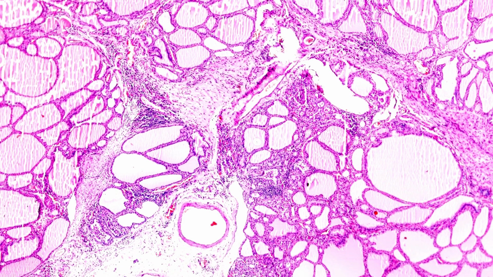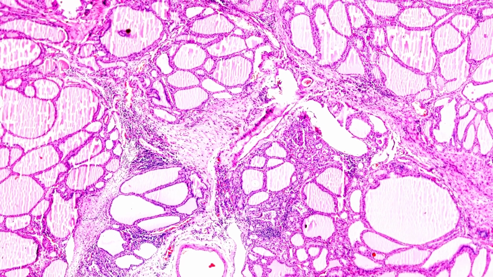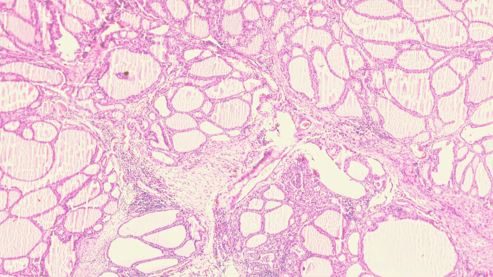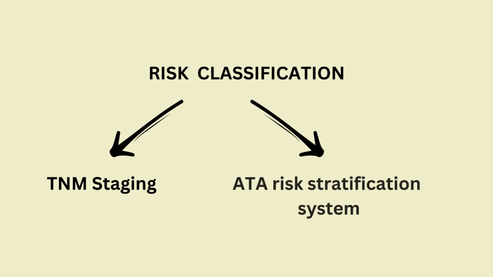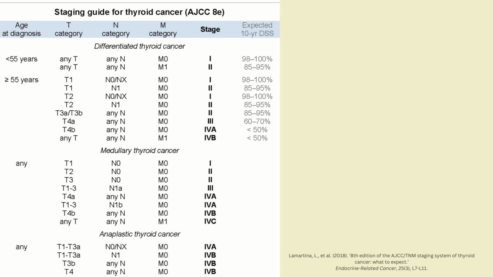The clinicopathological features are important in each case for providing prognostic information. Hence, we have the TNM staging, which is the tumor node metastasis staging system, to estimate mortality, and the ATA risk stratification system to estimate the risk of recurrence. In the TNM staging, as described by the American Joint Commission on Cancer, the stages are different for ages less than 55 and greater than 55 and depends on the tumor size, nodal involvement, and metastasis.